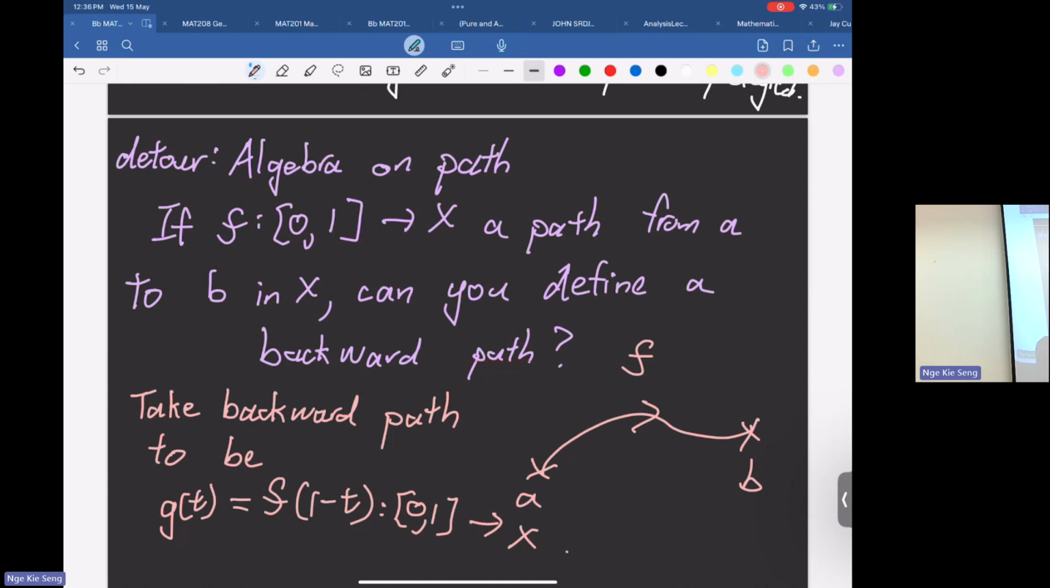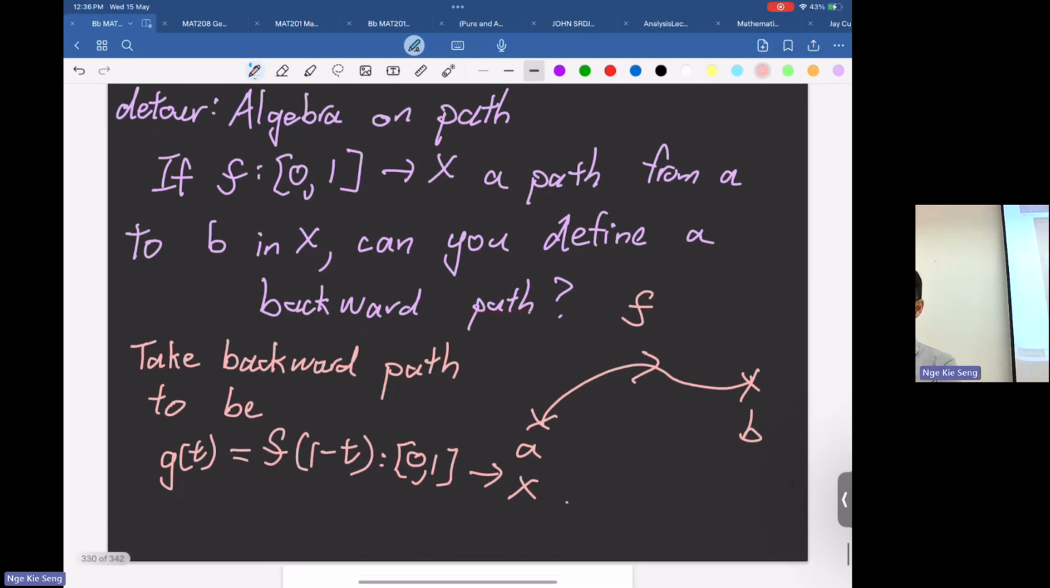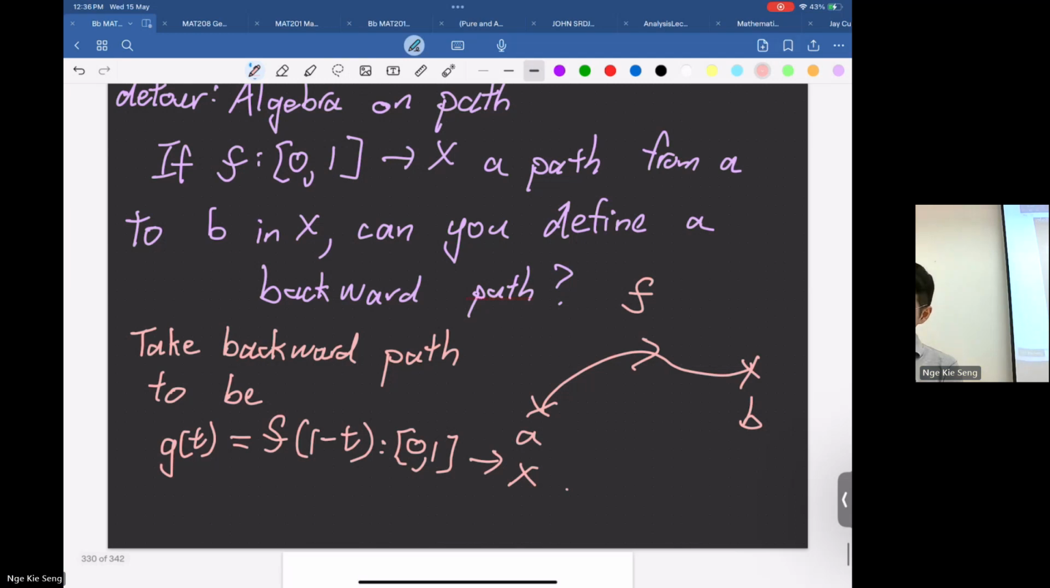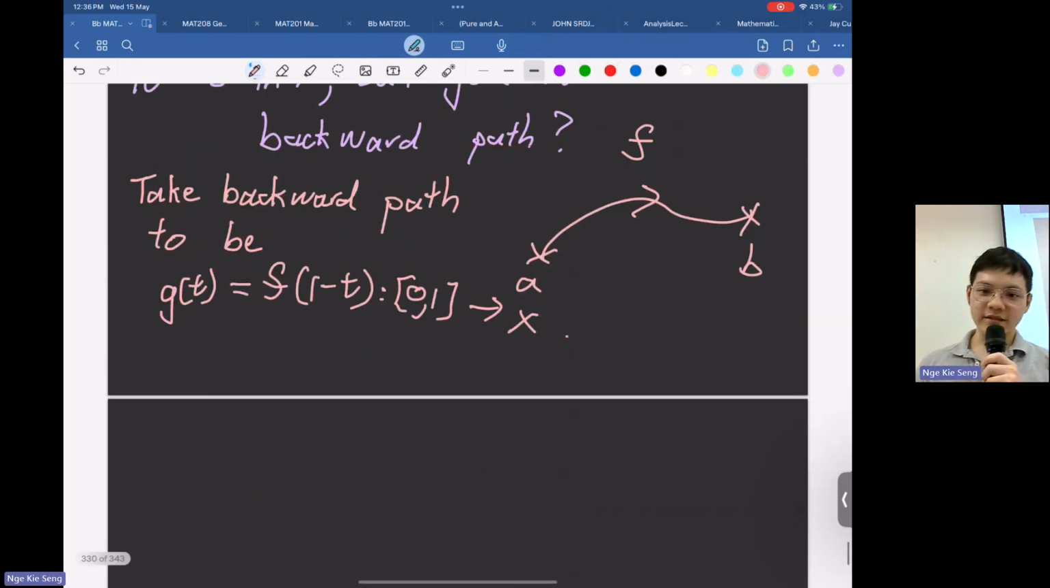Does this remind Leong Yuan or Gary or not? Yeah, we did the fundamental group, right? Okay, so this is a backward path. What else can we do? We can also compose paths.